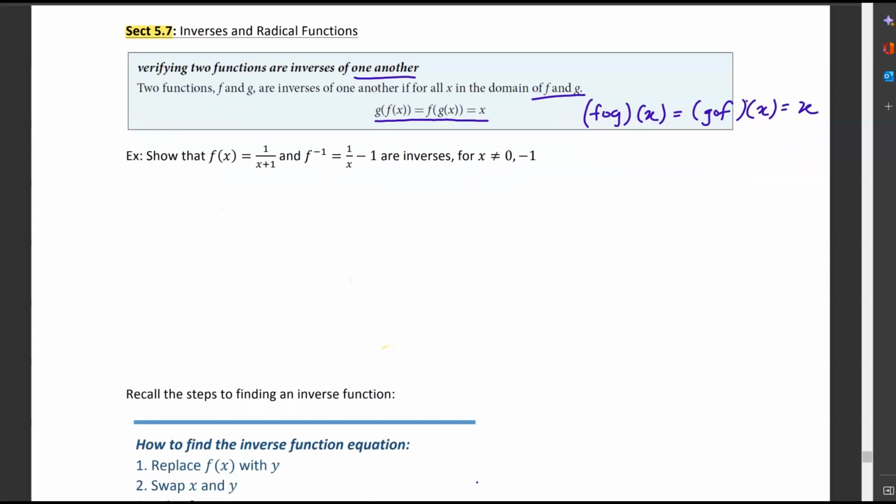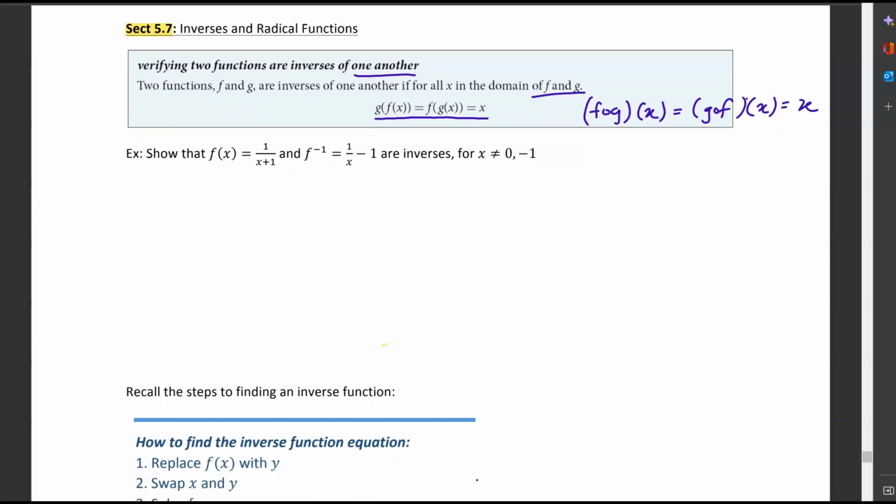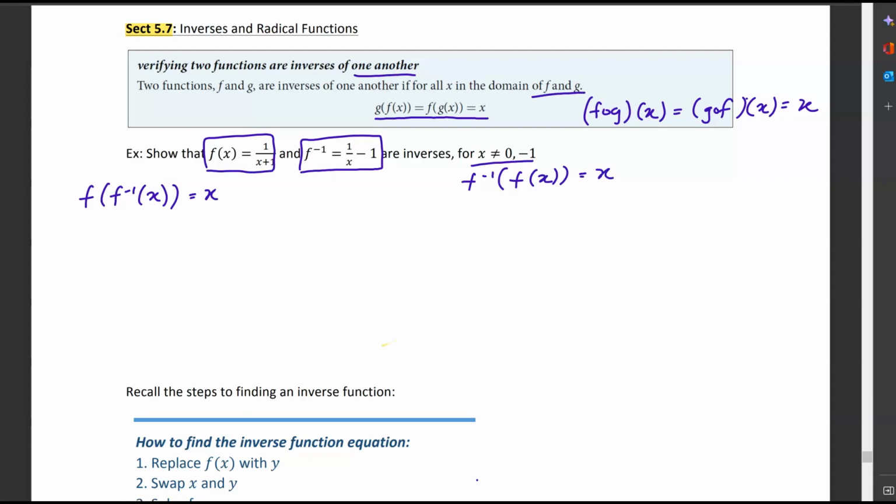So let's show on this example that f of x and f inverse are in fact inverses of each other. This is for x not equal to 0 or -1, so we're excluding that. We want to demonstrate that f composed with f inverse of x is equal to x, but similarly, we also want to show that f inverse composed with f of x is also x. All right, so let's go ahead and compose this.